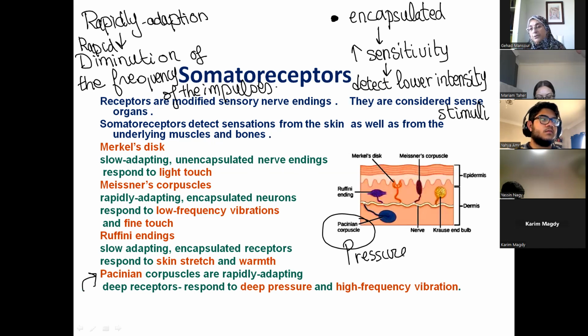So the Pacinian corpuscle, which is still a mechanical receptor, is the third type of mechanoreceptors. Because it lies deep in the dermis, it detects pressure and again it detects vibration, but it detects high frequency vibration, because it's only high frequency vibration that can reach deep into the dermis. If we look above, low frequency vibration is detected by Meissner's corpuscle. So we have 3 mechanoreceptors: Merkel's, Meissner's, and the Pacinian corpuscle.